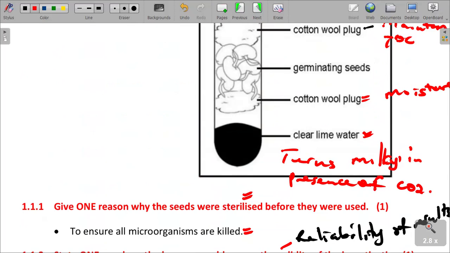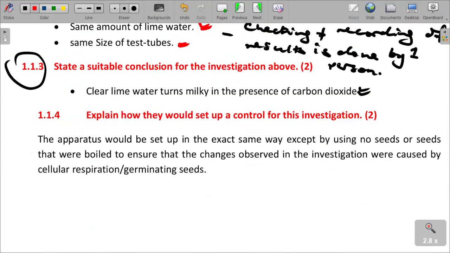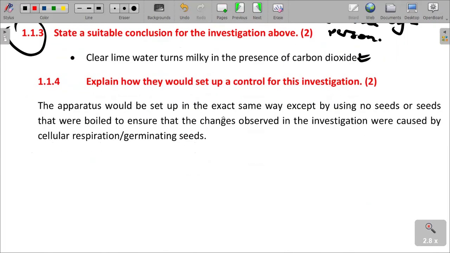That is one thing that we need to understand. In the presence of carbon dioxide, the clear lime water turns milky, and that is very correct. And then explain how they would set up a control for this investigation, as a question. Also, in this case, how can they set up a control?